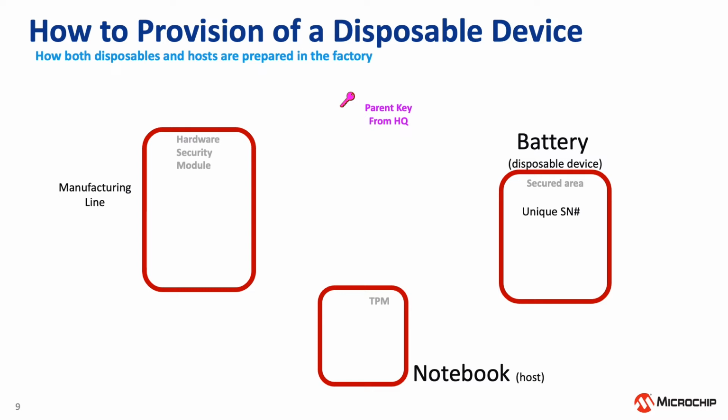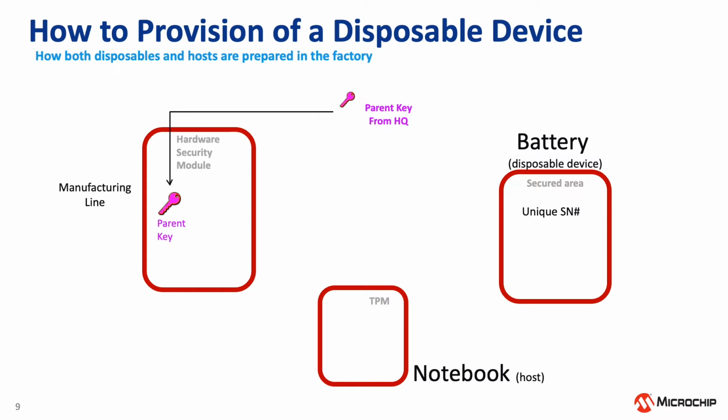We start off with the parent key from the HQ, and we have the manufacturing line and the two things that we're going to make on the manufacturing line. So the headquarters puts the parent key into the hardware security module, which is another hardware-based persistent secure device. And so now that manufacturing line has possession of the parent key, and nobody working at that manufacturer has access to that parent key. That's locked inside that device.